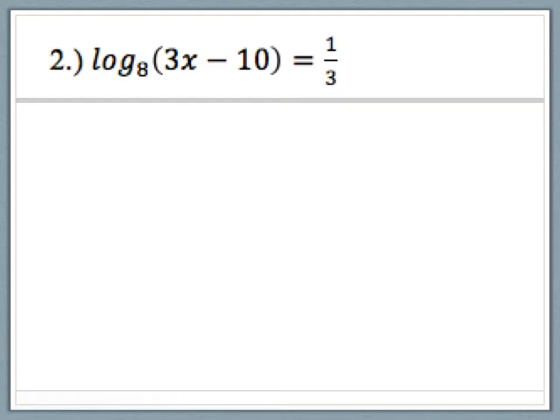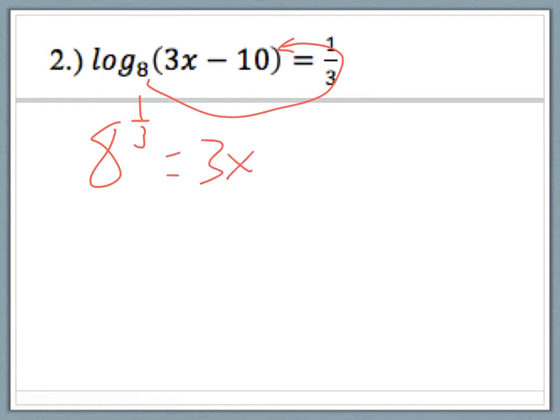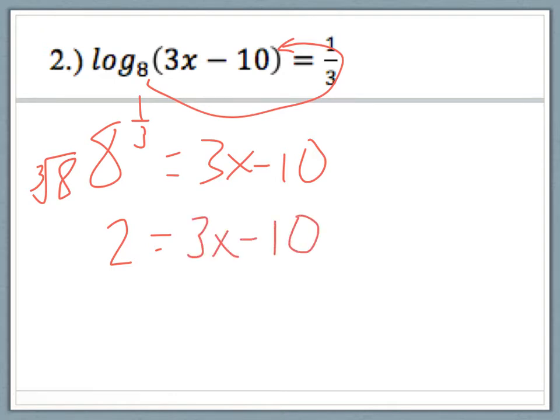Now, here's our next example. It's going to be a similar thing. We have a log equals a number. It's okay that it's a fraction. Let's just rewrite this. We have 8 to the 1/3 equals 3x minus 10. Now, don't freak out because it's 8 to the 1/3. Remember, that's just the cube root of 8. Well, if I need to use my chart, the cube root of 8 is 2. So 2 equals 3x minus 10. Okay, so let's solve for x now. Add 10. So 12 equals 3x. Divide by 3, so x equals 4.